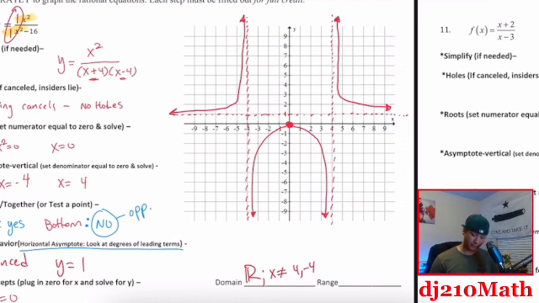The same with the range. The range is going to be all real numbers, but y cannot equal 1, because there's an asymptote at 1. The graph will approach 1, but it'll never be 1.